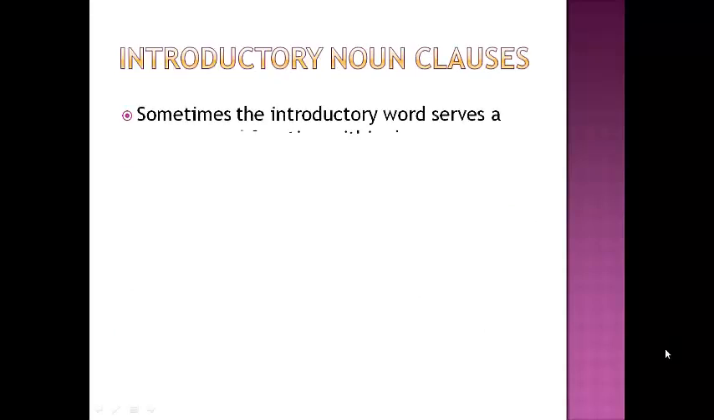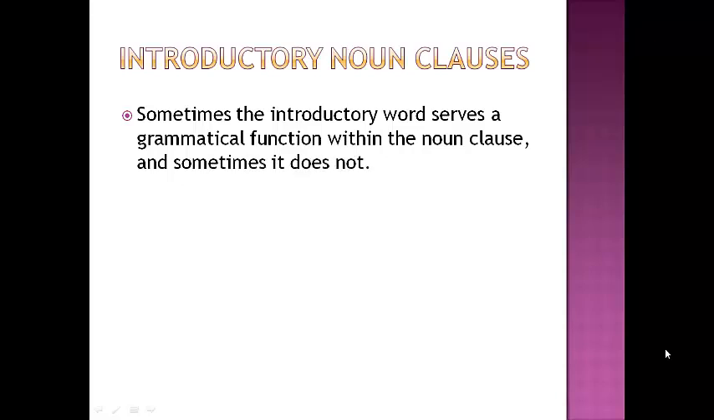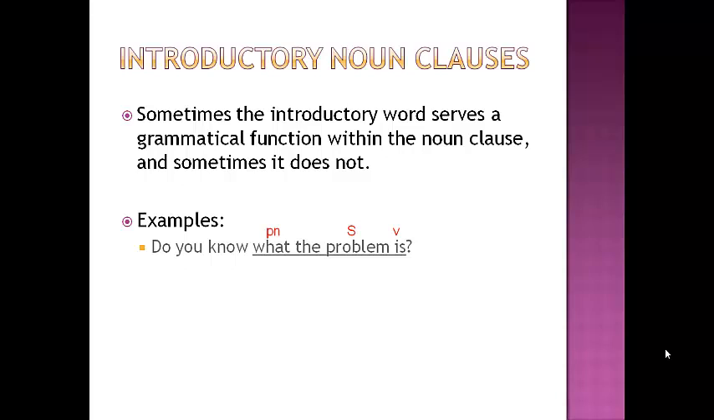Now we have certain words that introduce noun clauses, and sometimes those introductory words have a grammatical function within the sentence, and sometimes they don't. Let's look at a couple examples. The first is, do you know what the problem is? What the problem is is our noun clause. The subject is problem, the verb is is, and in this case our introductory word what is functioning as a predicate nominative, because if you made this into a statement, it would say the problem is what. So what would be a predicate nominative.